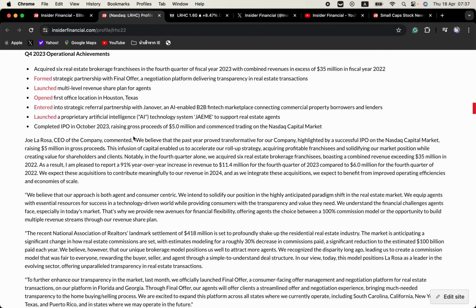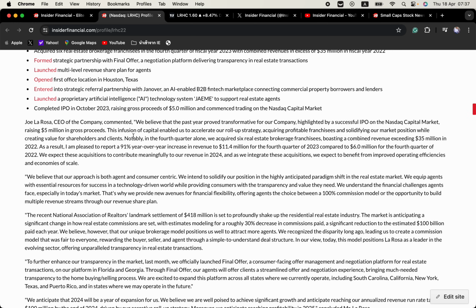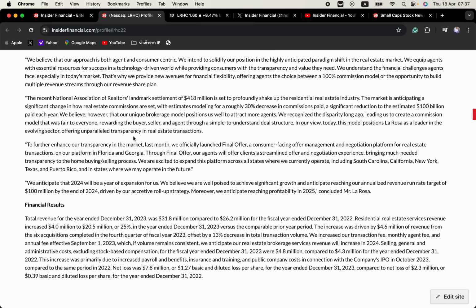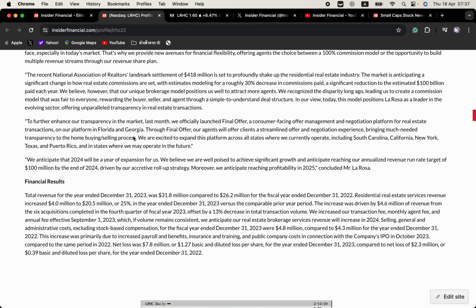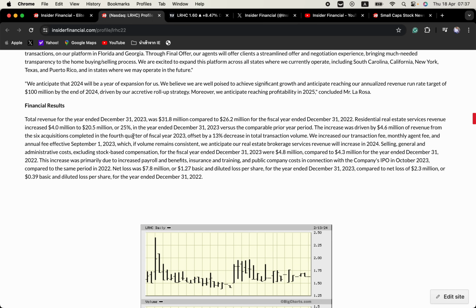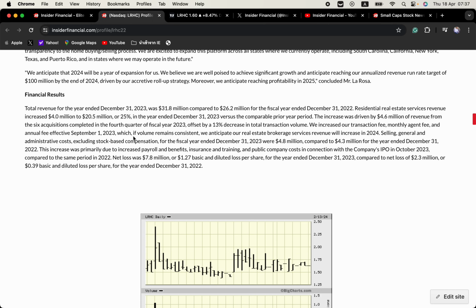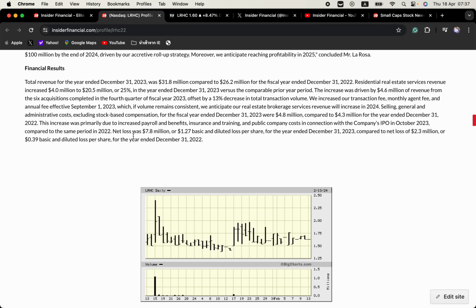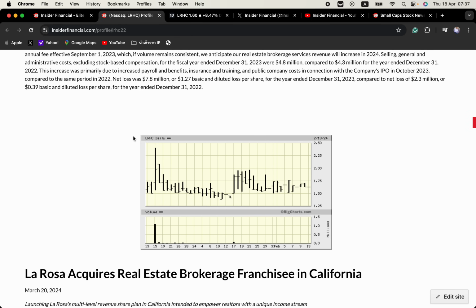La Rosa Realty's core operations are primarily within the vast U.S. residential real estate market, which according to Zillow Research reached a staggering $43.4 trillion in 2021. This marked a remarkable increase of $6.9 trillion since 2020 and more than doubled the levels seen a decade ago.